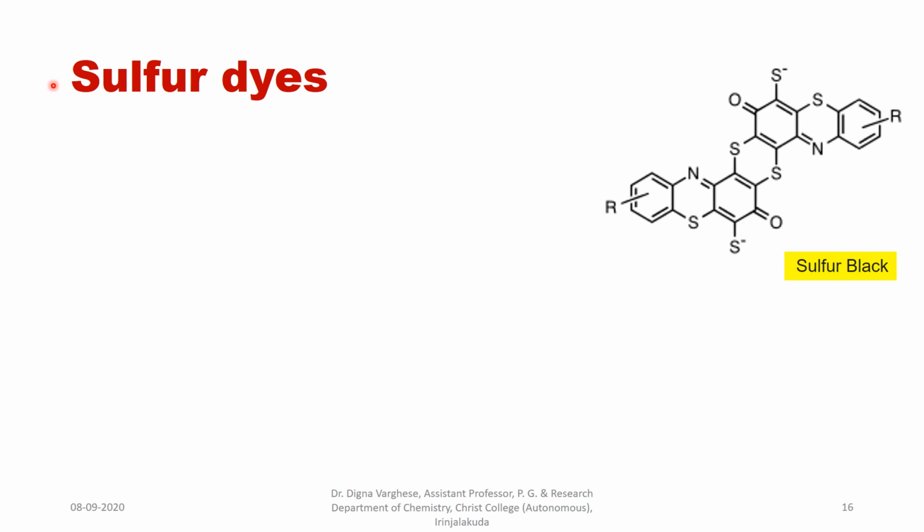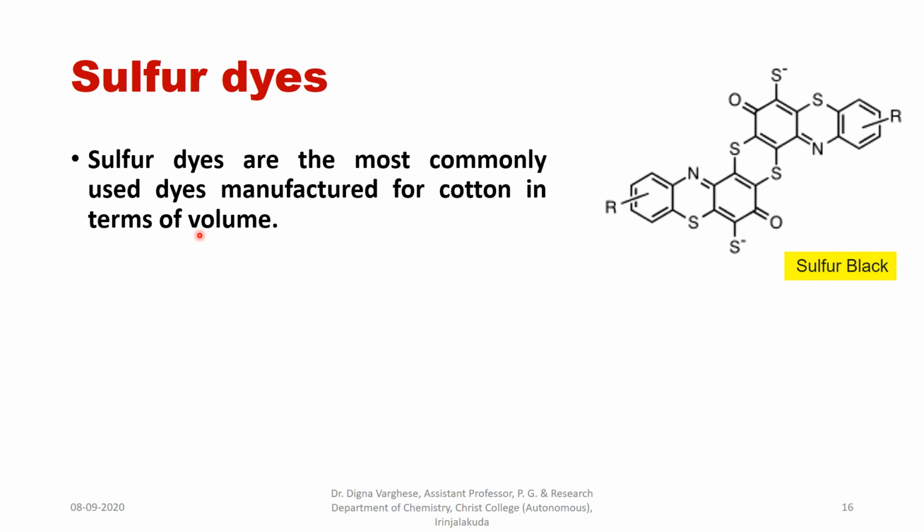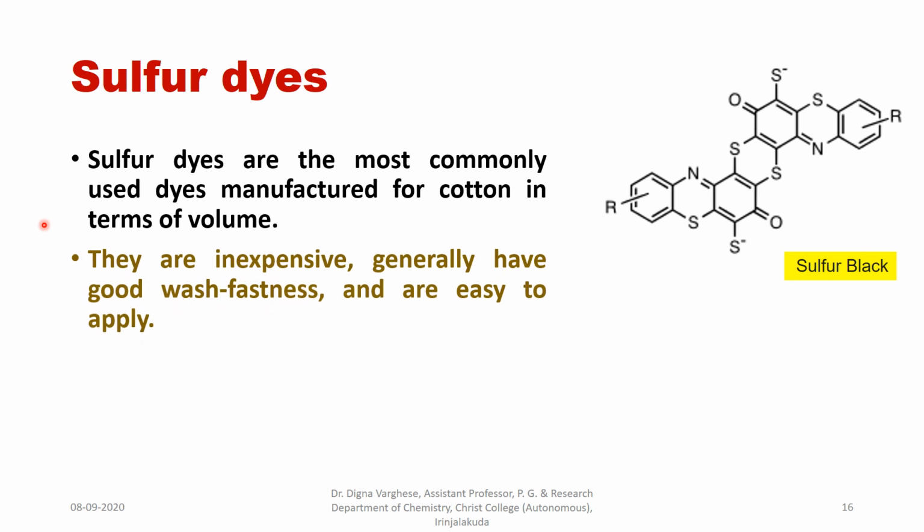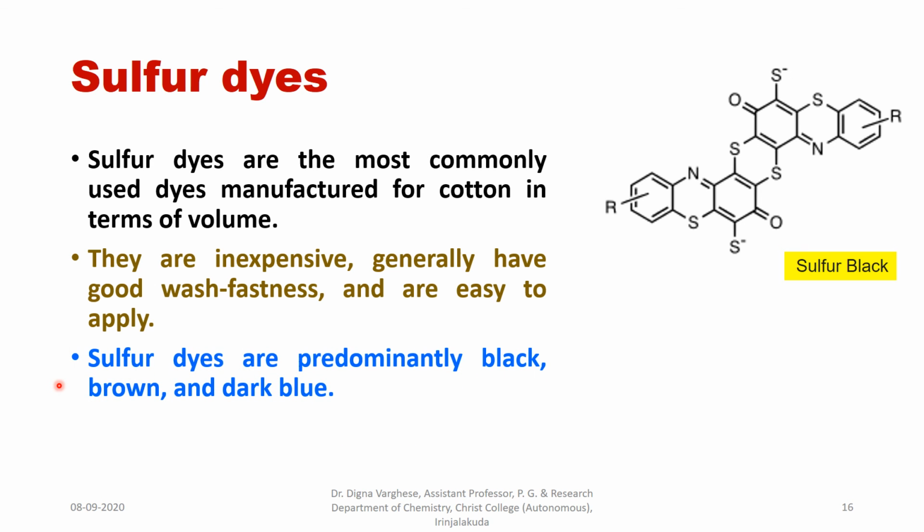Next dye is sulfur dyes. Here we can see an example of sulfur black dye. Sulfur dyes are the most commonly used dyes manufactured for cotton in terms of volume. They are inexpensive, generally have good wash fastness and are easy to apply. Sulfur dyes are predominantly black, brown and dark blue in color.